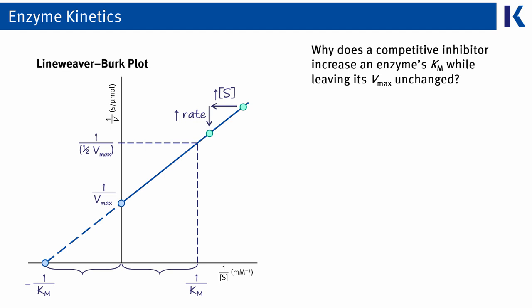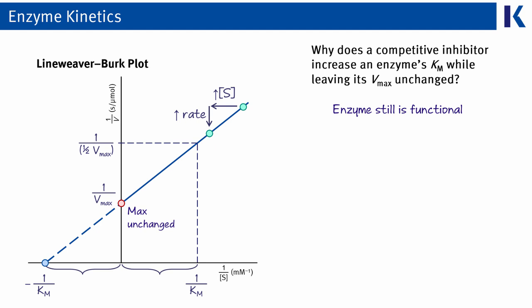Remember from earlier, a competitive inhibitor only blocks the active site of an enzyme. It doesn't change the enzyme or deactivate the enzyme. And in fact, we can even overcome competitive inhibition by adding enough substrate that it ultimately outcompetes the competitive inhibitor. So for these reasons, we would expect that the Vmax would remain unchanged. And what that means for our Lineweaver-Burk plot is that the y-intercept stays exactly the same. What about that second question?